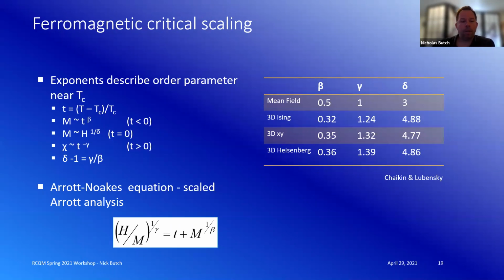And just for your reference, I have tabulated mean field exponents, beta, gamma, delta. So beta is the temperature dependence of the order parameter. Delta is the field dependence of the order parameter. And then gamma is the temperature dependence of the susceptibility. In this case, we'd be measuring it in the disordered state. And these can all be combined into some Arrott-Noakes scaling equation.